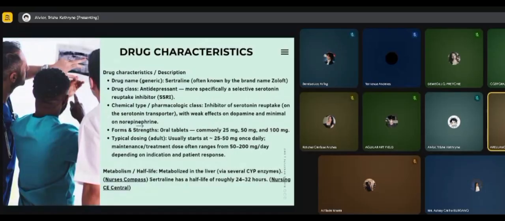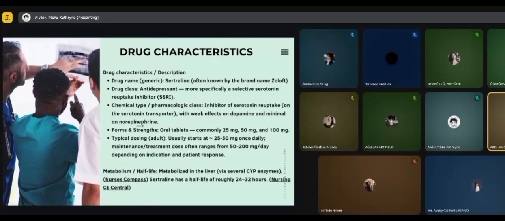So, sertraline, the generic name, is widely known under the brand name Zoloft. It is an antidepressant under the SSRI class or the selective serotonin reuptake inhibitor class, meaning it mainly works by increasing serotonin levels. It usually comes in oral tablets of 25 milligram, 50 milligram, and 100 milligram. An adult patient typically starts at around 25 to 50 milligram once daily, which may be increased up to 200 milligram per day, depending on the response.